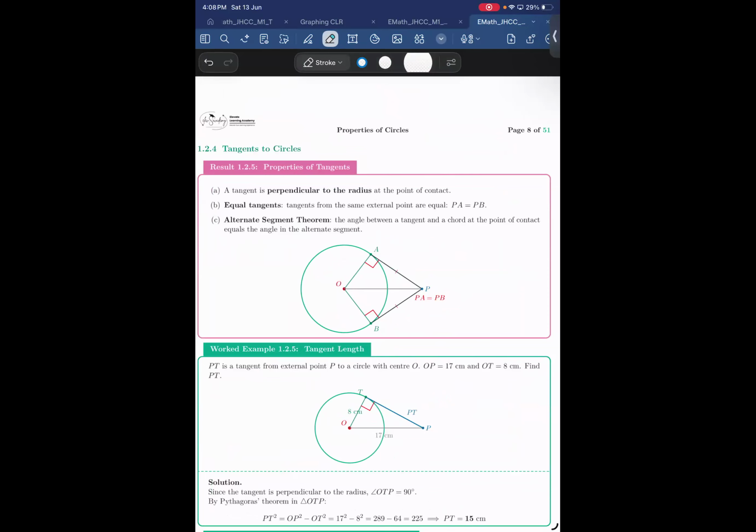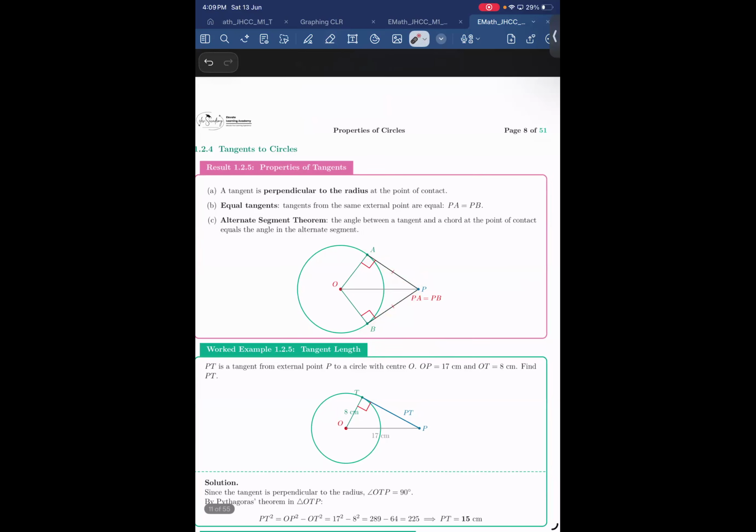This is the last property that we'll be learning for this chapter: tangent perpendicular to radius. The tangent is perpendicular to the radius at the point of contact. If you have a point outside here, you draw a line such that it touches the circle exactly once. So this point P, if I were to draw a line such that it touches the circle exactly once, this is called a tangent. So these two are tangents.